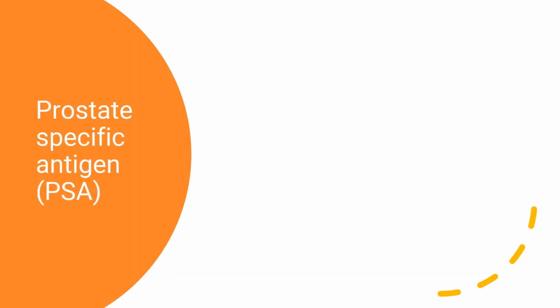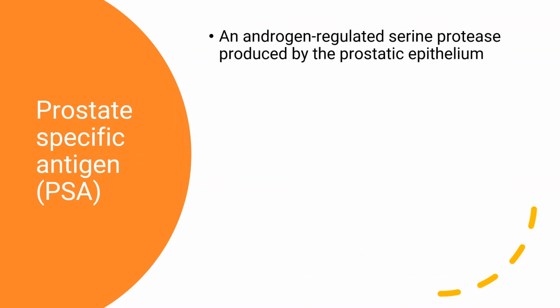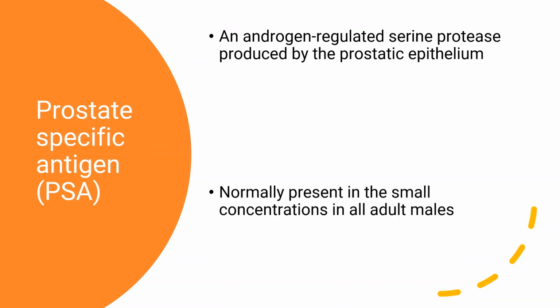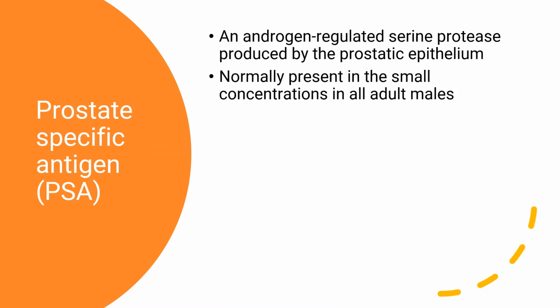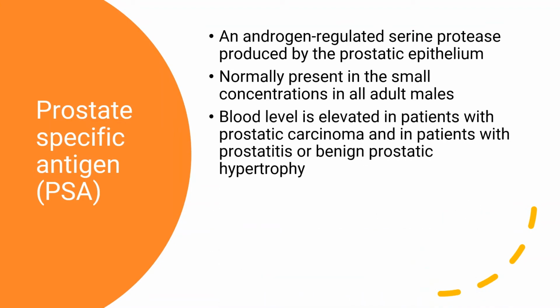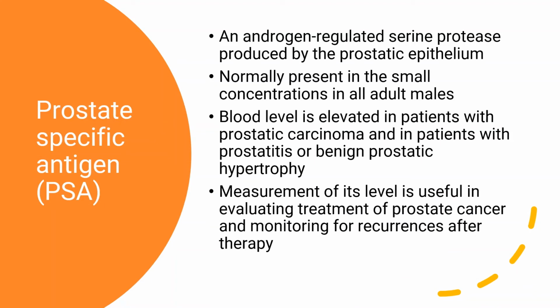Prostate specific antigen, PSA, is an androgen regulated serum protease produced by the prostatic epithelium. It is normally present in small concentration in all adult males. Blood level is elevated in patients with prostatic carcinoma and in patients with prostatitis or benign prostatic hypertrophy. So it is useful to measure PSA levels in management of prostate cancer and even for monitoring for recurrences after treatment for prostate cancer.